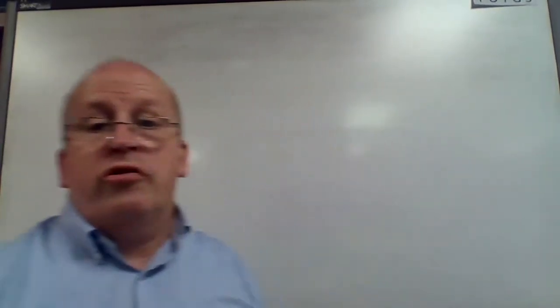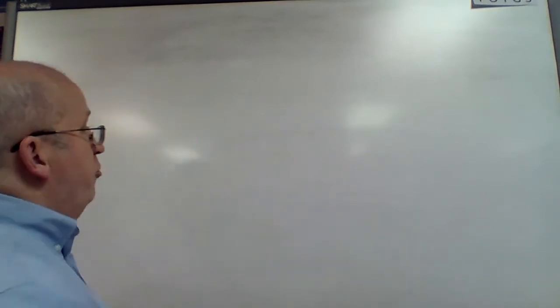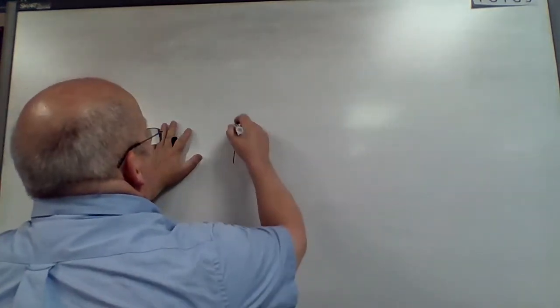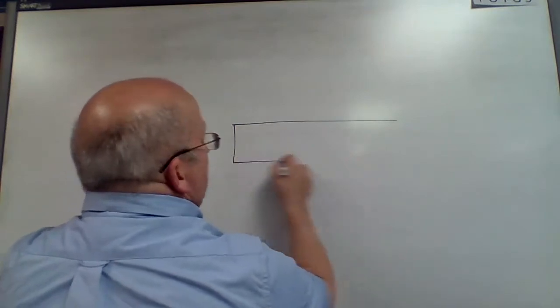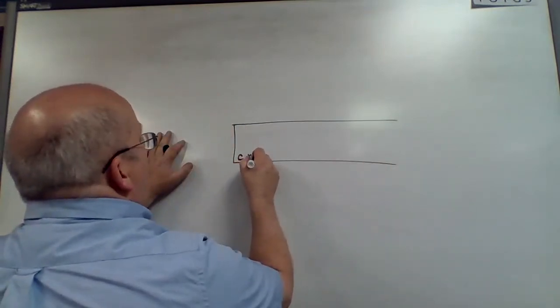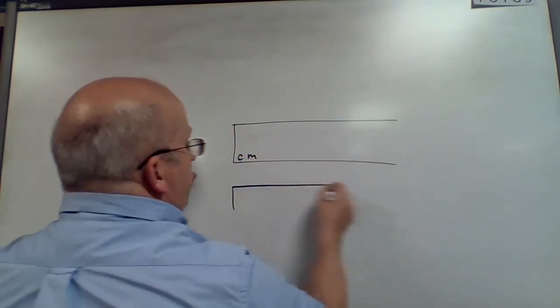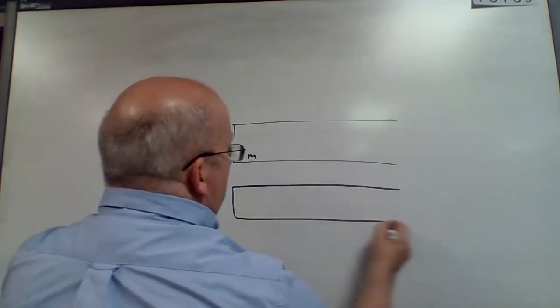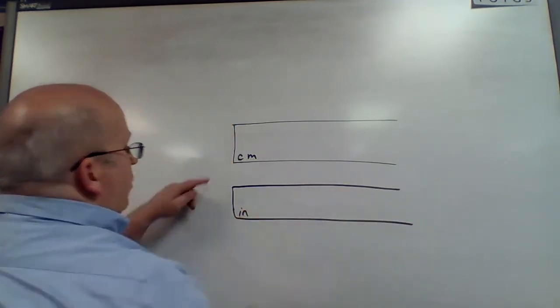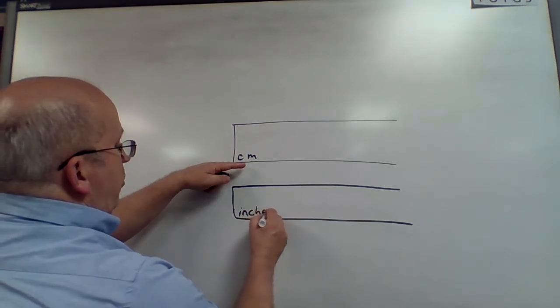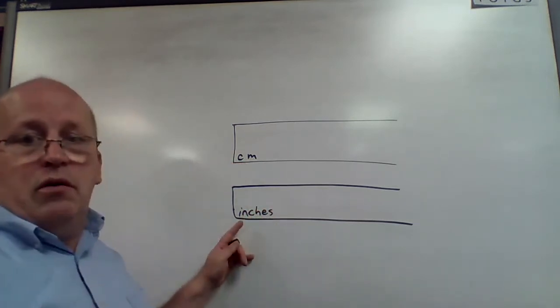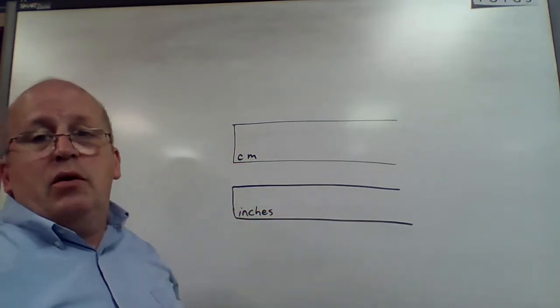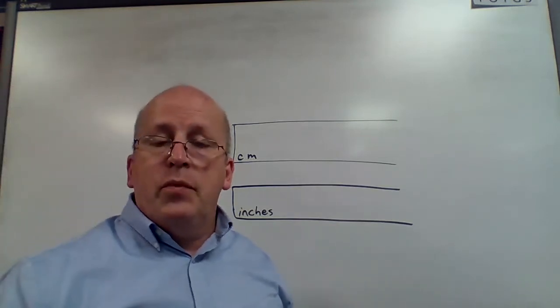Hi, 8th graders. This is a math video for lesson 11-7, dealing with precision and also dealing with something known as significant digits. I'm going to create two rulers here. The first ruler is a ruler that I want you to think about in terms of centimeters, and the second one in terms of inches.